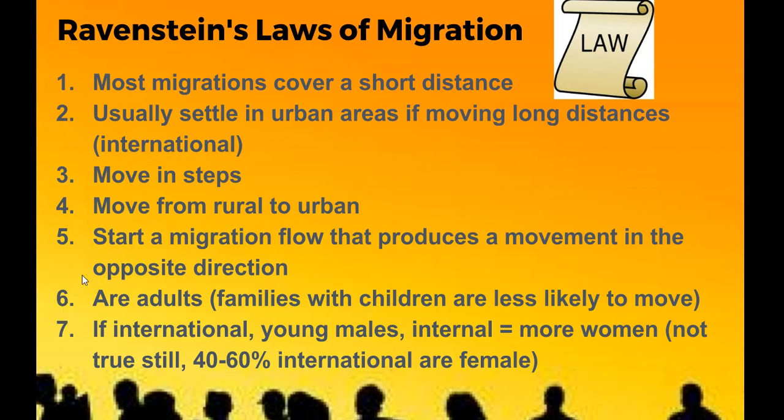Most people who do migrate are adults or older teenagers, above 15, into the 20s, into the 30s. Not really a lot of babies. If it's international, that's usually young males. That was Ravenstein's law.